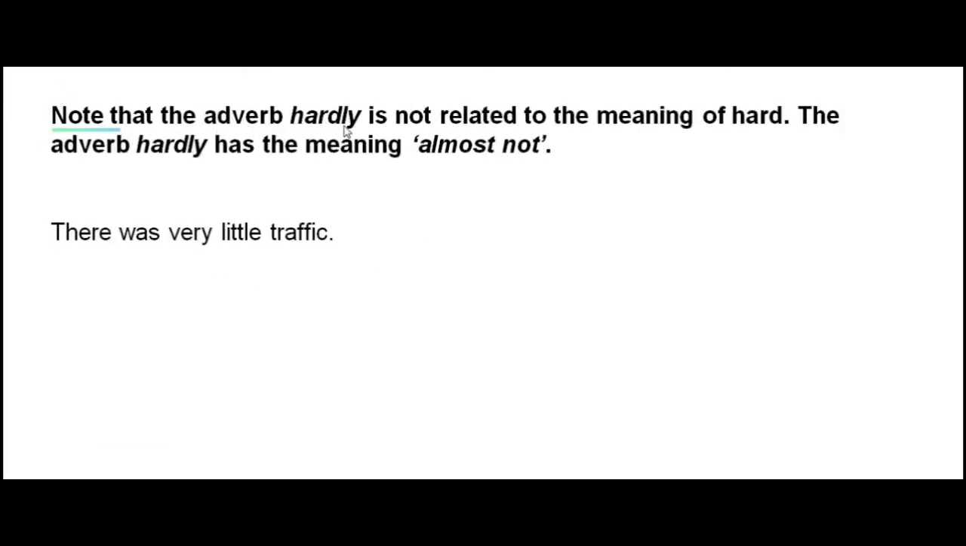Note that the adverb hardly is not related to the meaning of hard. The adverb hardly has the meaning almost not. Read the following sentence and provide a similar sentence using the word hardly. There was very little traffic. There was hardly any traffic.